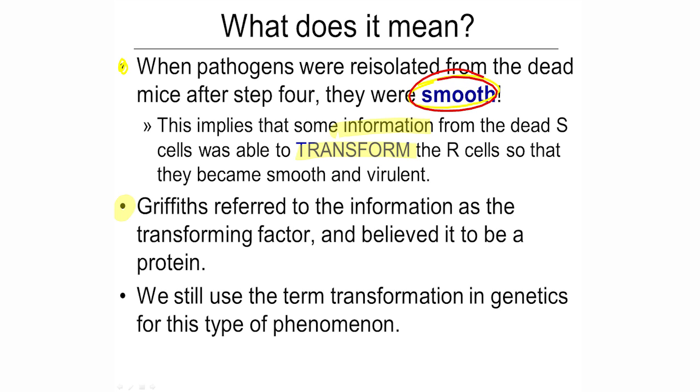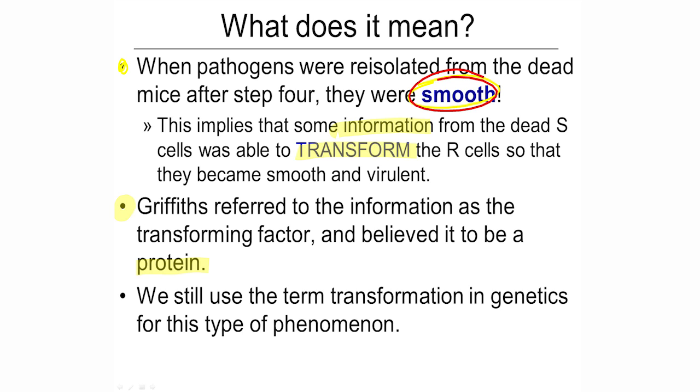Now, Griffiths referred to whatever the information was as the transforming factor. He, like everyone else in those days, believed it probably was a protein and really was not able to characterize it much further. But information is what genetics is about, you guys, right? So the reason we're highlighting this is because it's the first time we've seen information in the form of some chemical, it had to be, right? The dead cells were dead, so something in them had the information about making a capsule, and it was able to be transferred into the R cells and utilized.